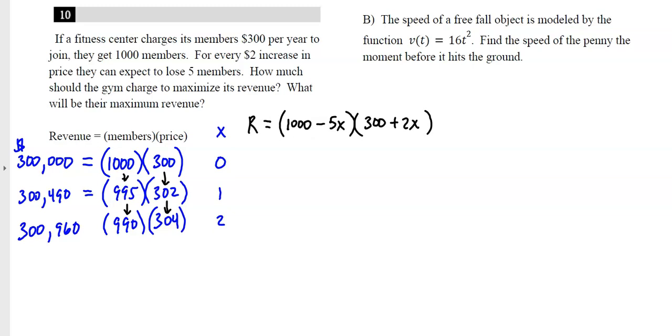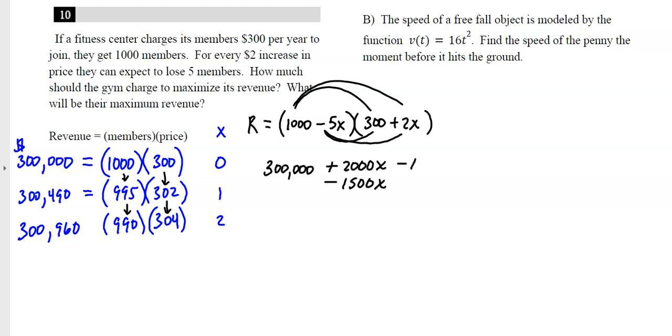So what I could do right now, if I want to, I could enter this into the graphing calculator exactly how it is. All right? And I really don't need to expand it out. If I want to, I could do FOIL on this thing, and I would get 300,000 plus 2,000x minus 1,500x and minus 10x squared. So normally we would write that as negative 10x squared, positive 500x, positive 300,000.